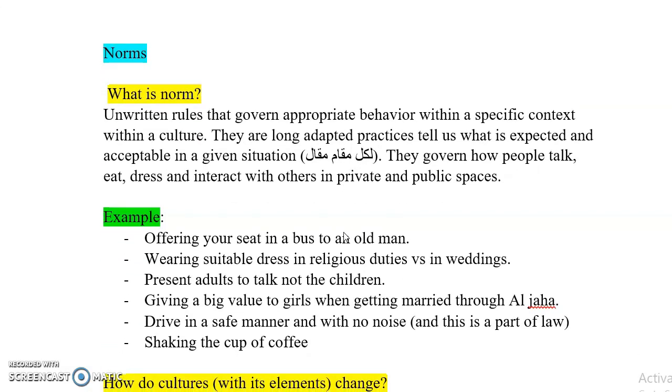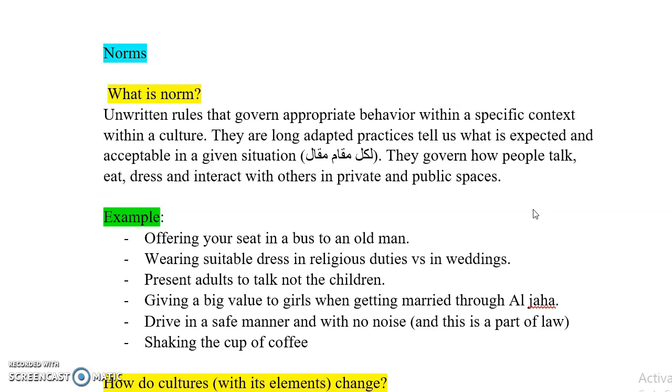We will move now to the norms. They are defined as unwritten rules that govern appropriate behavior within a specific context within a culture. They are long-adopted practices that tell us what is expected and acceptable in a given situation. We've learned from our parents and relatives that لكل مقام مقال. So what is acceptable on some occasions will not be acceptable on others.